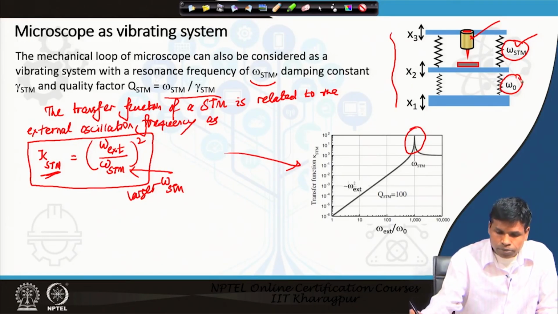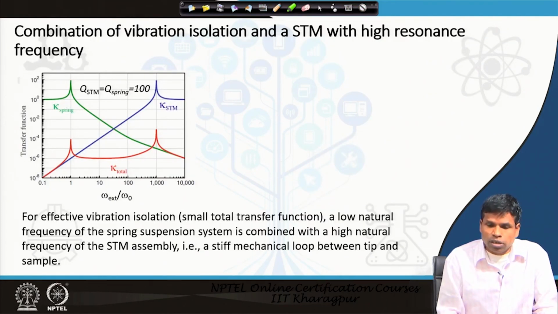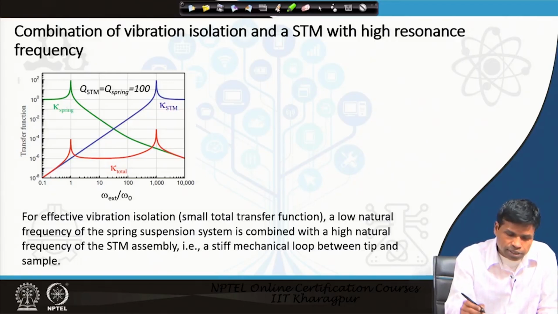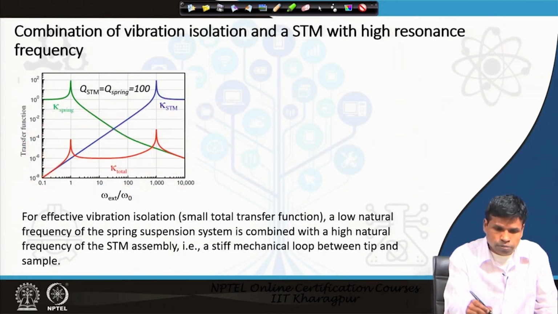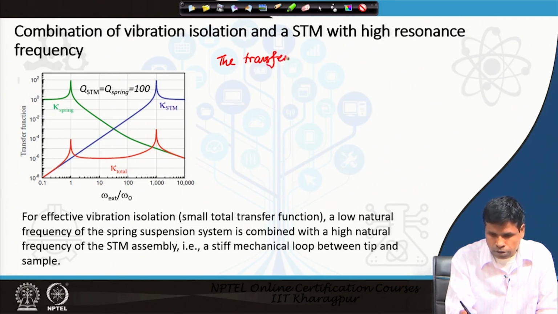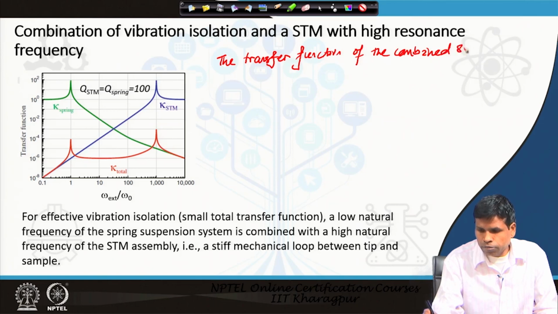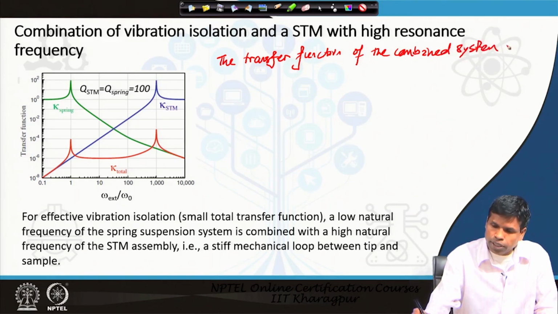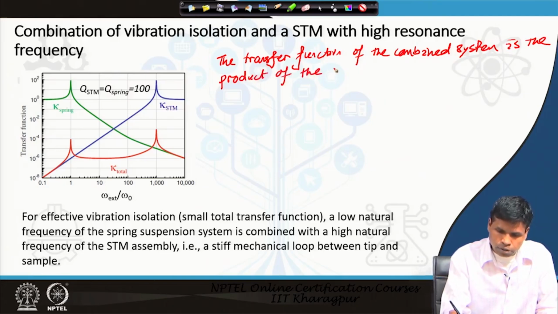Previously, we had the natural oscillation frequency relation. Now, if we consider this, we have to combine the vibration isolation from outside vibration and also an STM with a high resonance frequency. So, the transfer function of the combined system, that is the spring suspension and the STM system, can be obtained as the product of both individual systems.